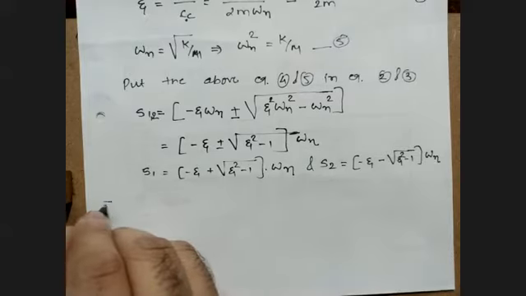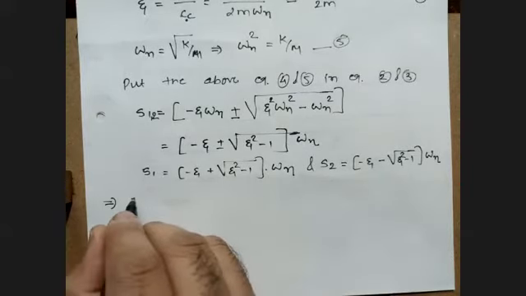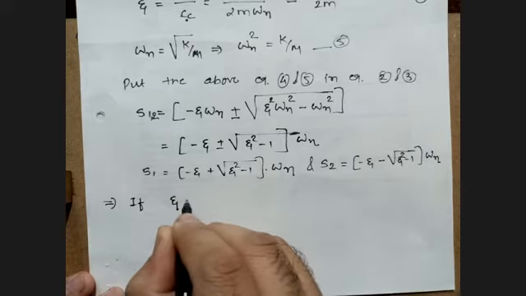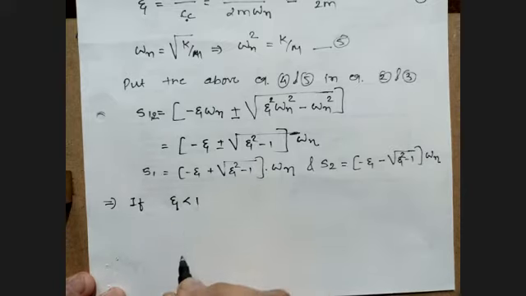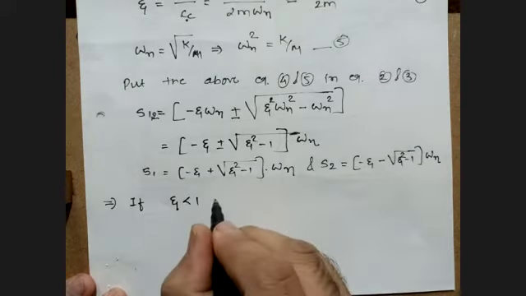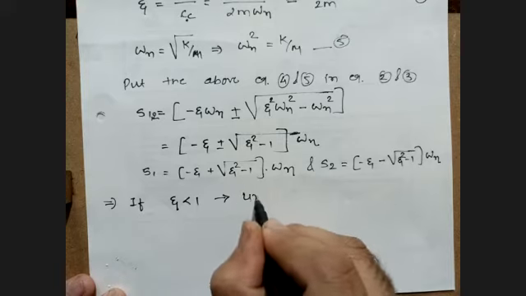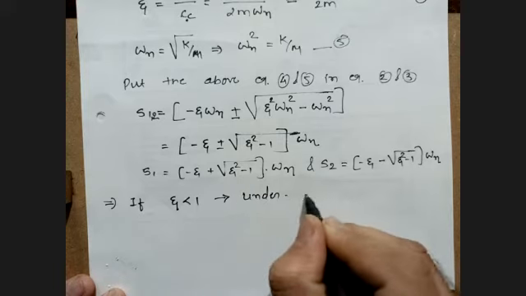What are those cases? If zeta is less than 1, then we consider the case as an under damping system. It's called an under damped system.